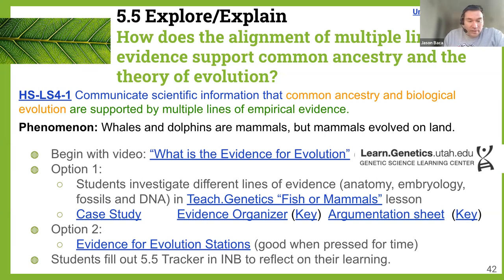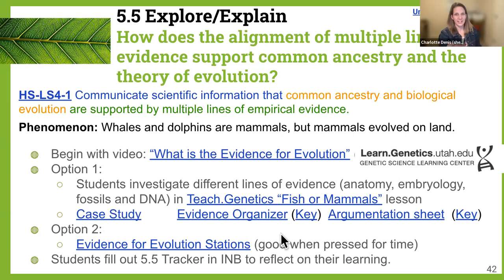And then we go over, and then there are some stations that we can do, again, getting kids to go from place to place to figure out those evidences. There's another TeachGenetics lesson here called Fish or Mammals. And then there's two case studies in this one. There's this one, and then there's the panda one that comes up next.